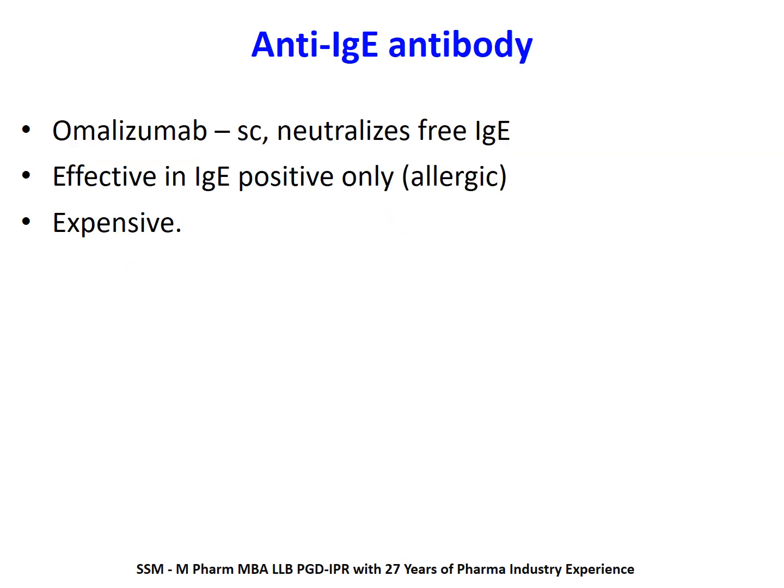Next category of anti-asthma drug is anti-IgE antibody. An example is omalizumab. It is a monoclonal antibody which is given subcutaneously. It neutralizes free IgE, and it is effective only in IgE positive patients, which are mainly allergic asthmatic patients. It is very expensive.